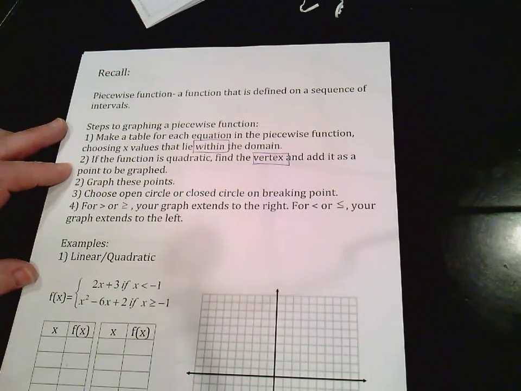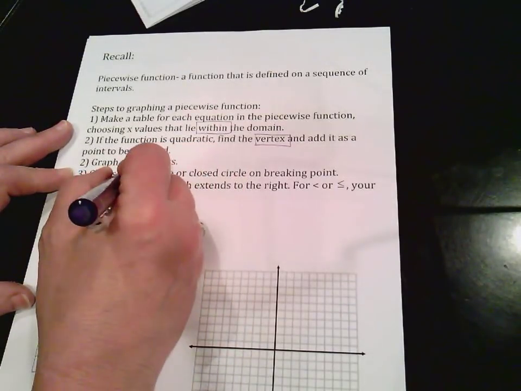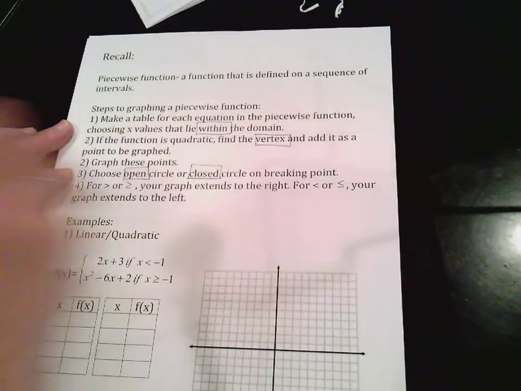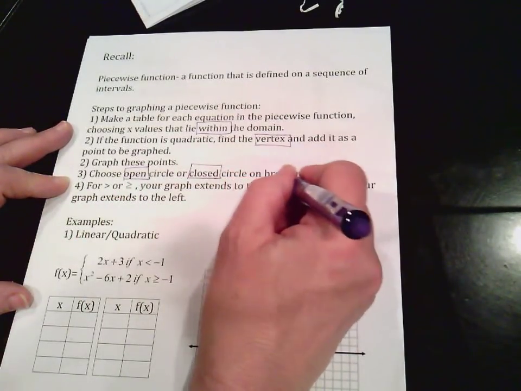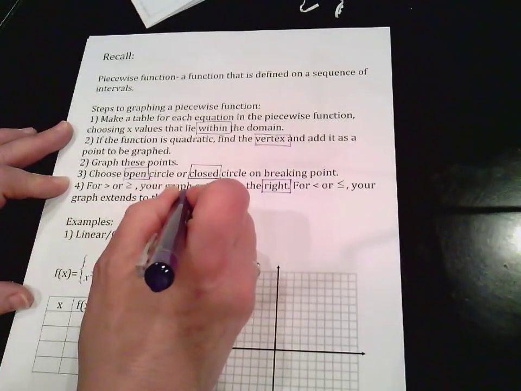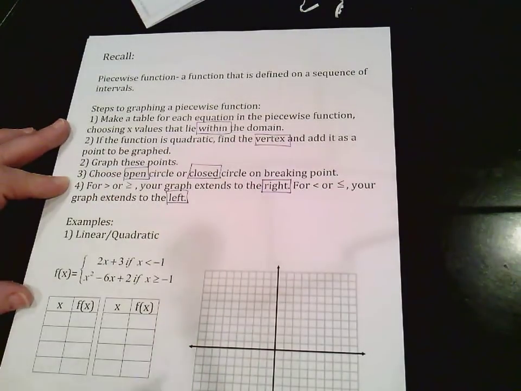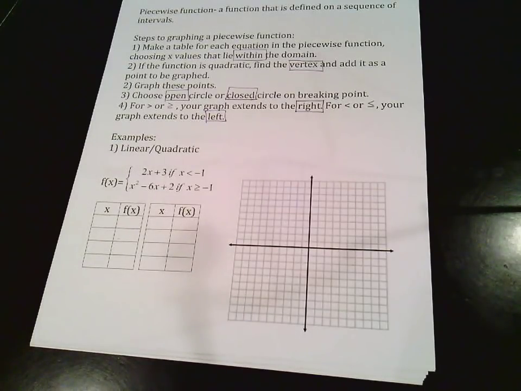Then we actually graph those points. We choose whether we have an open circle or a closed circle on the breaking point. And if it's greater than or less than, your graph extends to the right. If it's less than or equal to, it extends to the left. Okay, the arrows point in the direction that it goes. So the best way to explain piecewise is actually to just do piecewise.